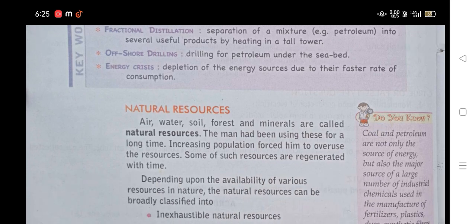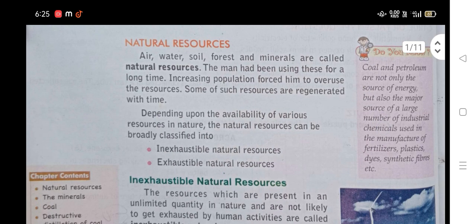Natural resources. Air, water, soil, forest, and minerals are called natural resources. Man has been using these for a long time. Increasing population forced him to overuse the resources. Some of such resources are regenerated with time.